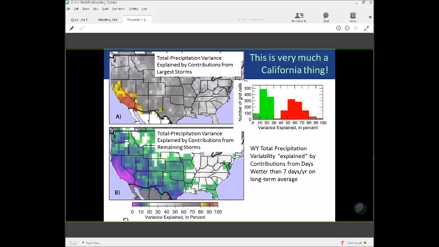Now, I'm not going to go into this very deeply. The upper map there, the bright colors are the places where you're up above 80% of the variance explained by that top 5% of storms, and everything else is seeing much less contribution from its largest storms. And then the bottom one is just what happens with the green curve in the previous diagram. The rest of the storms, how much do they explain? In California, you can see we're way down below 10% being captured that way. So this is very much a California thing.